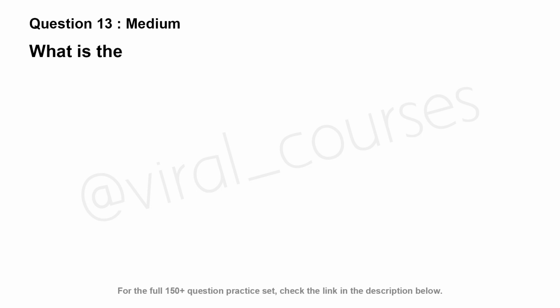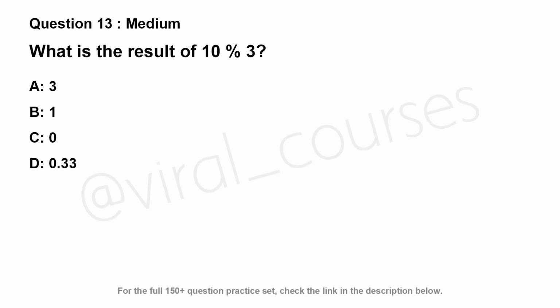What is the result of 10 % 3? Option A, 3. Option B, 1. Option C, 0. Option D, 0.33.